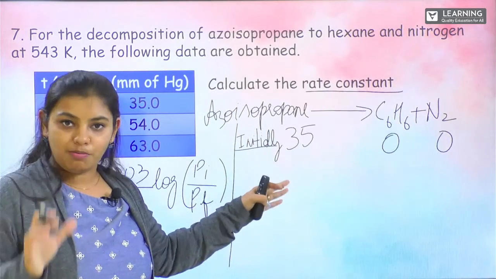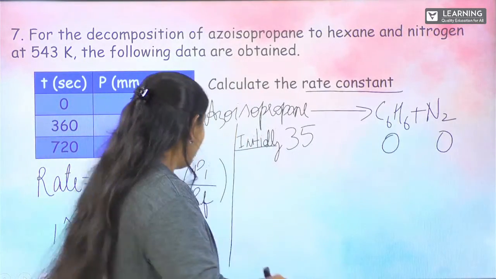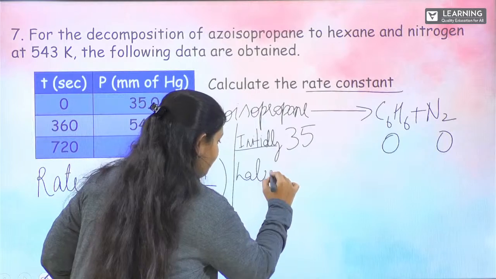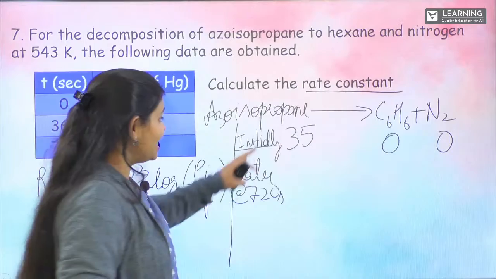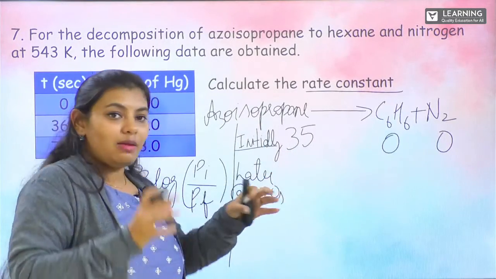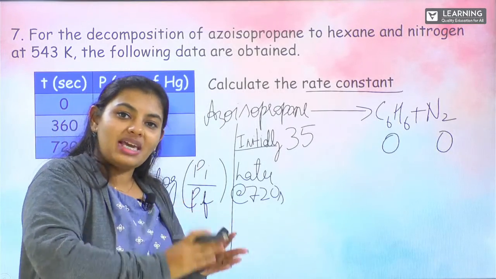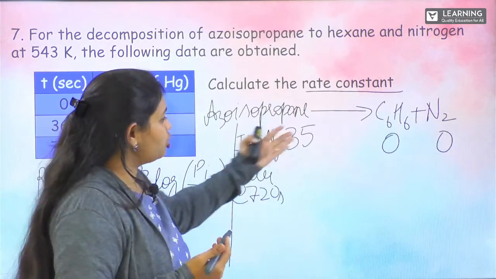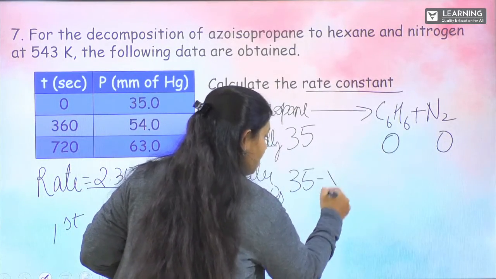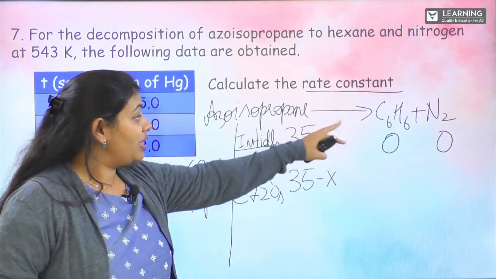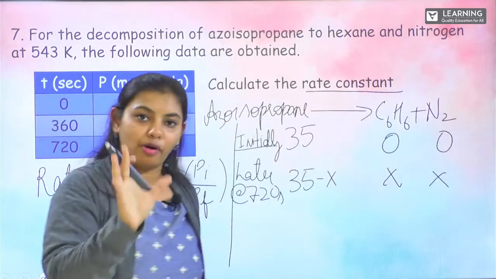After a certain point of time, as in at 720 seconds, that is later, what exactly will be the pressure? Here, some amount of azoisopropane is being converted, as in being decomposed to the product that we required. So this is going to be 35 minus X. Clear? And what will be the product formed? It's going to be X, as in X amount of the product is formed.